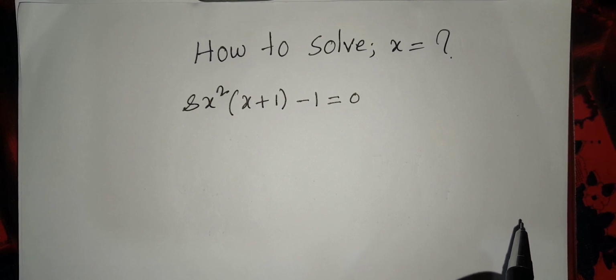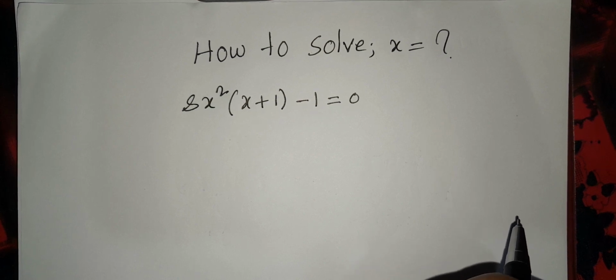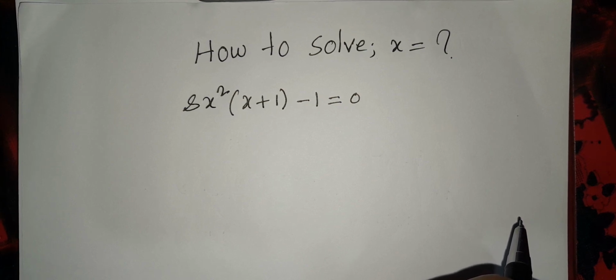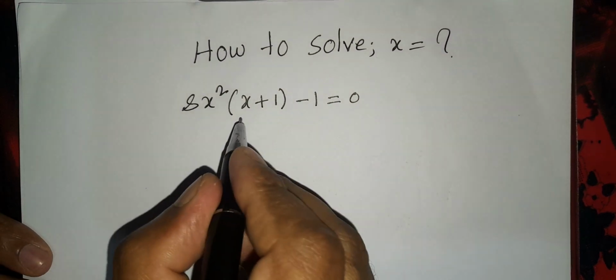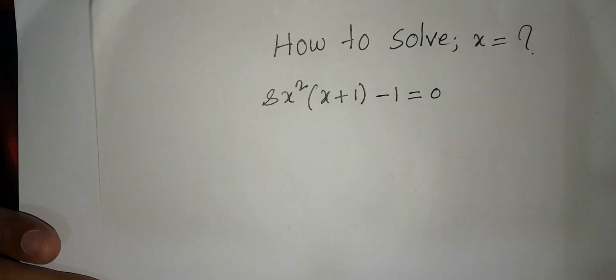Today we will solve a nice Olympiad algebra problem. Here it is given that 8x square into x plus 1 minus 1 equal to 0. We find out the value of x. So, start. We multiply this out.